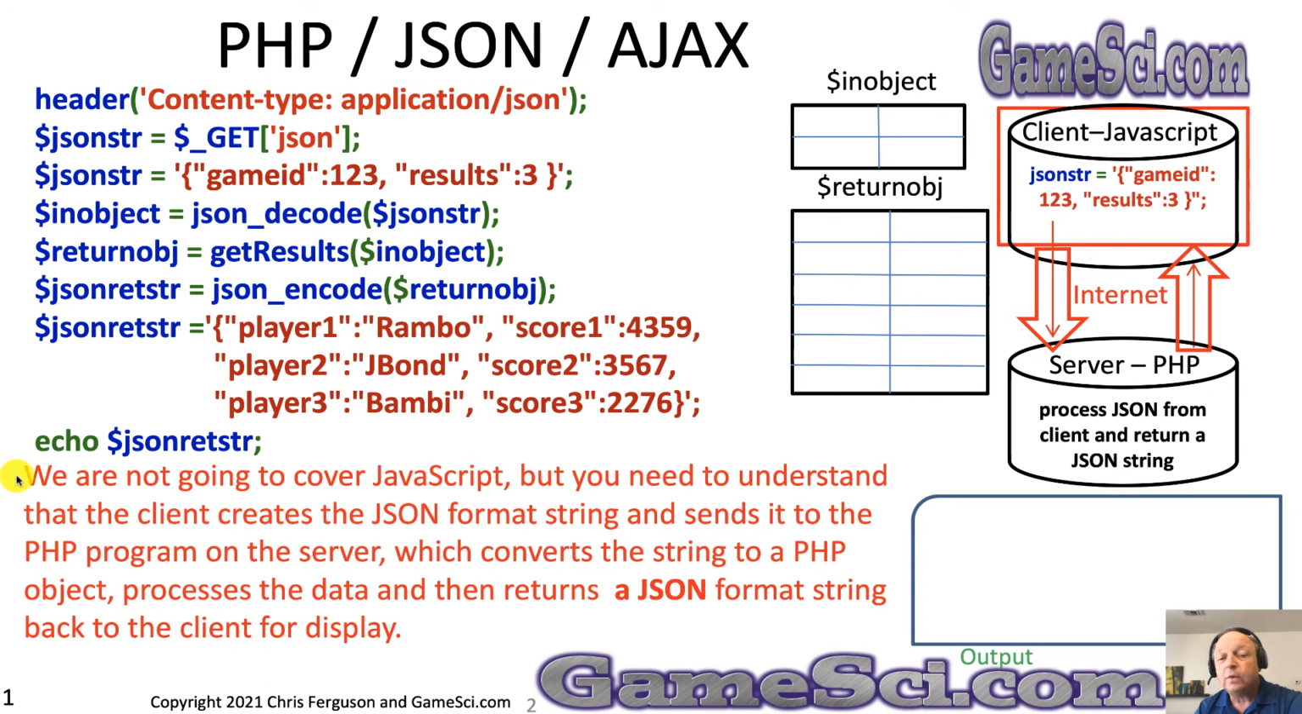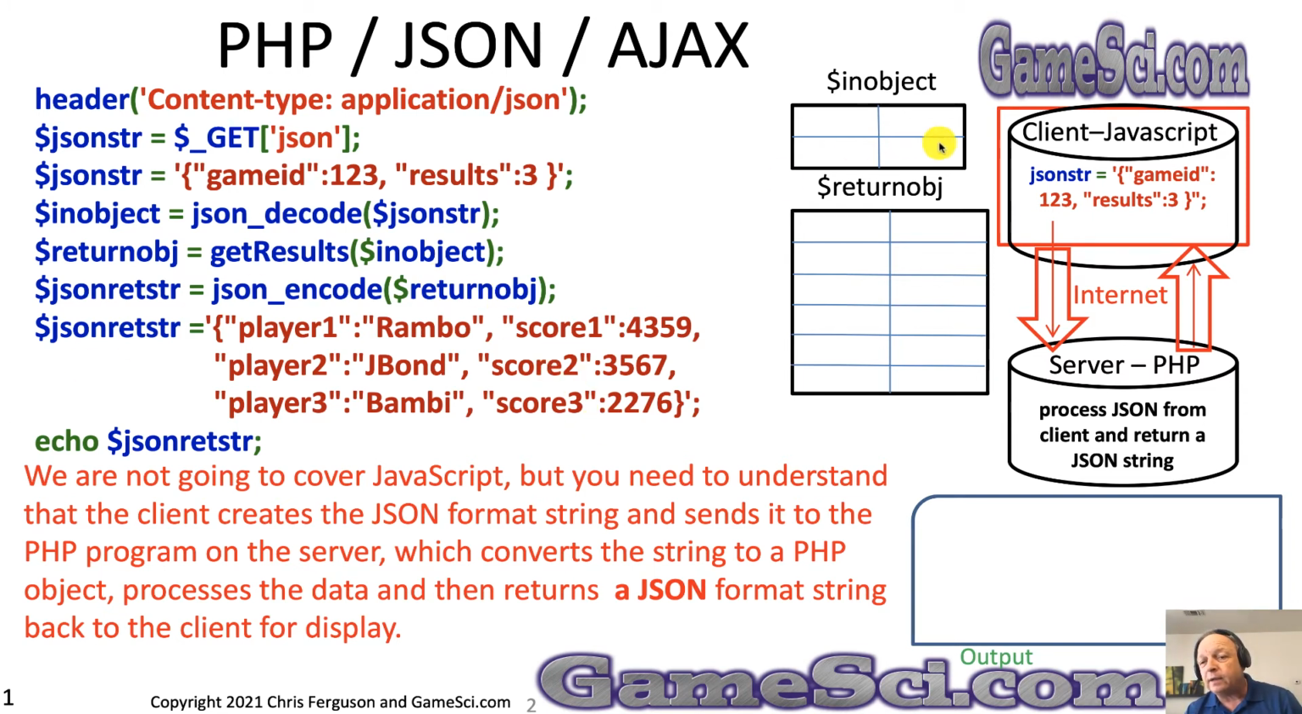We are not going to cover JavaScript, but you need to understand it's the client that creates the JSON format string and sends it to the PHP program on the server, which converts the string to a PHP object, processes the data, then returns a JSON format string back to the client for display.